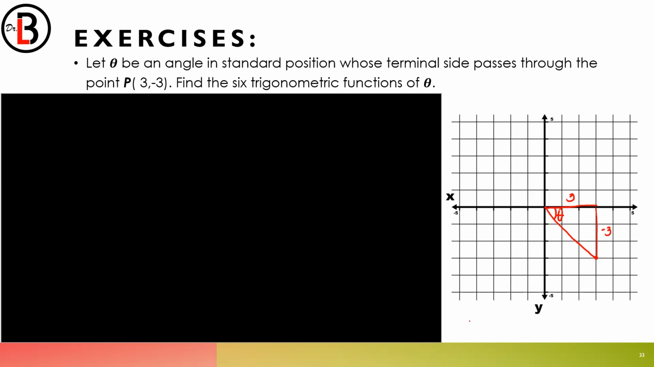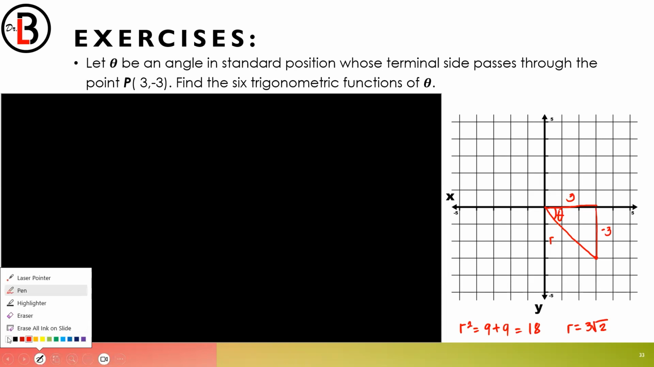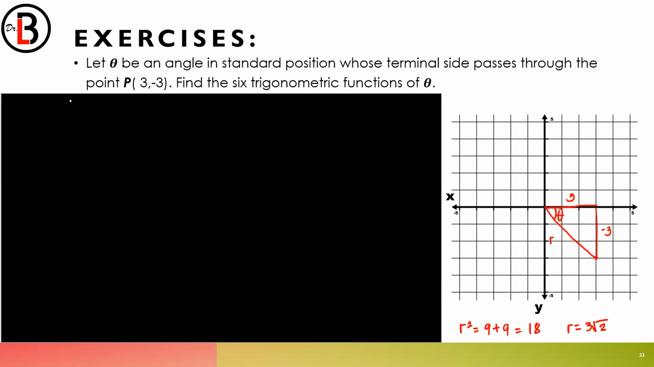So you'll notice that applying the Pythagorean theorem, let's just say r, the radius, is the hypotenuse. R squared is 9 plus 9 or 18. Therefore, r is 3 square root of 2, right? So let's solve for the other thing that's being asked, which are the 6 trig functions. So for the 6 trig functions, sine of theta is opposite over hypotenuse.